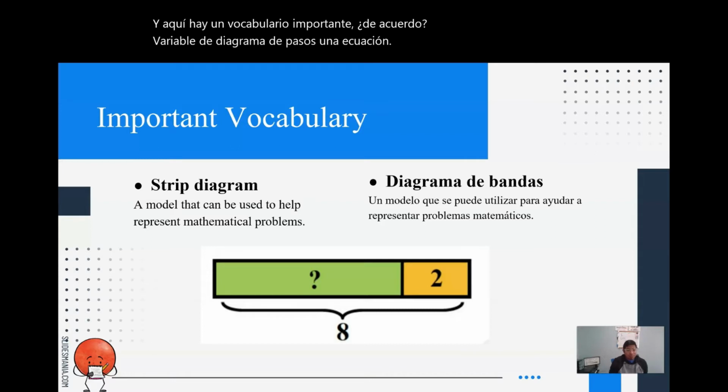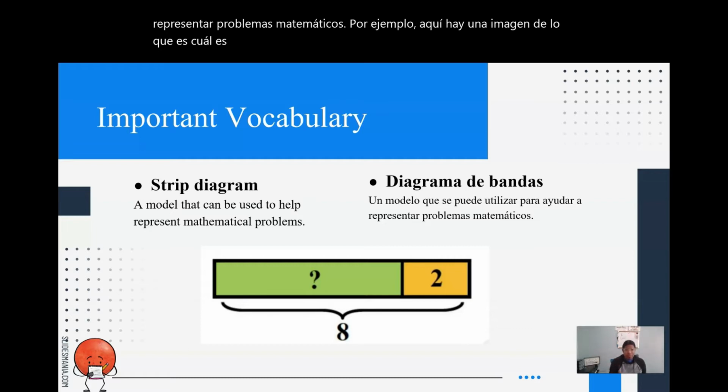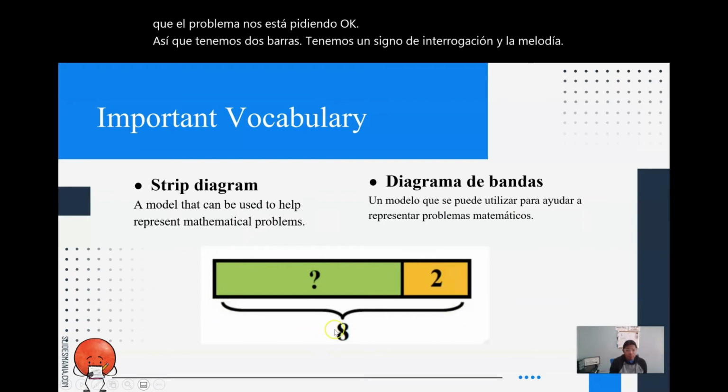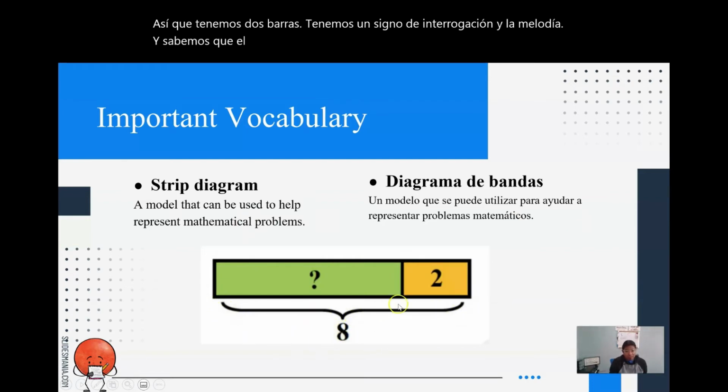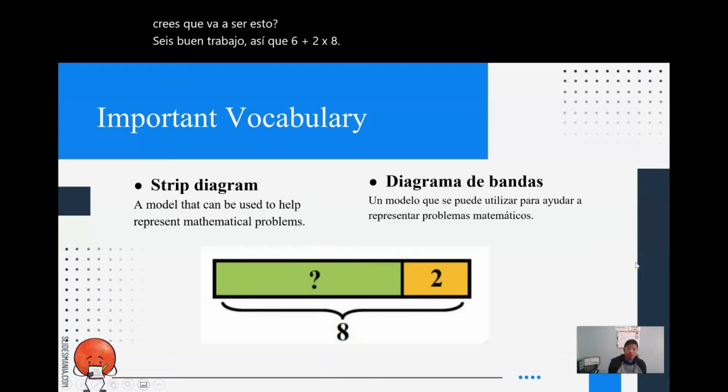A strip diagram is a model that can be used to help represent mathematical problems. For an example, here is a picture of what the problem is asking us, okay? So we have 2 bars, we have the question mark and a 2. And we know the total is 8. So if the whole thing is 8 and part of it's 2, what do you think this is going to be? 6, good job. So 6 plus 2 equals 8. That's what a strip diagram is.